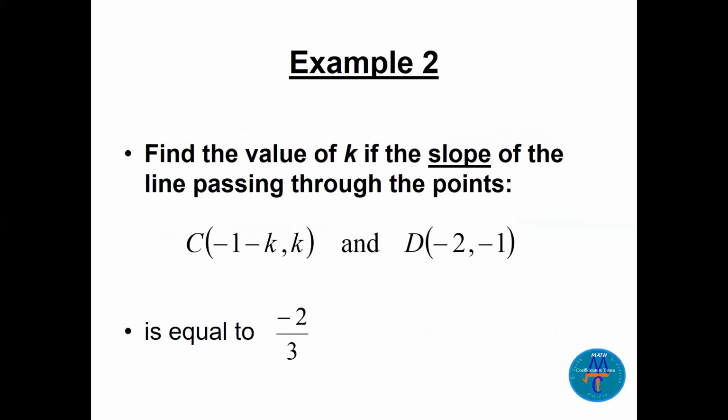Nice question here. Find the value of the k if the slope of the line passing through these 2 points C and D is equal to minus 2 over 3. This is like an exam type. We need the value of the k, and given the slope minus 2 over 3. So what do we do? Just say x1, y1, x2, y2. Put the formula for the slope. Maybe you can try it yourself for a minute, please. Easy. Let's see.